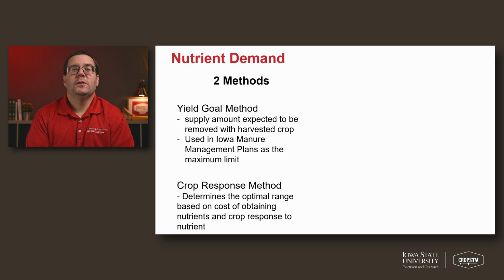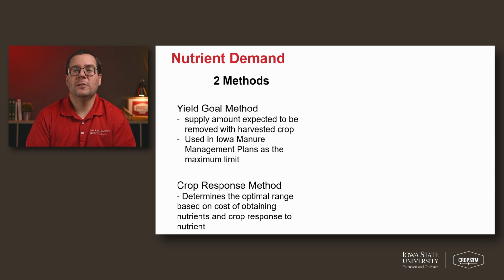In terms of nutrient demand, Iowa State over the years has really supported two different methodologies for estimating yield. The oldest methodology is the yield goal method. Iowa State stopped supporting that at roughly 2005, 2006 when they switched over to the crop response method or the maximum return to nitrogen method. So the yield goal method is really what the manure management plan form walks farmers through.